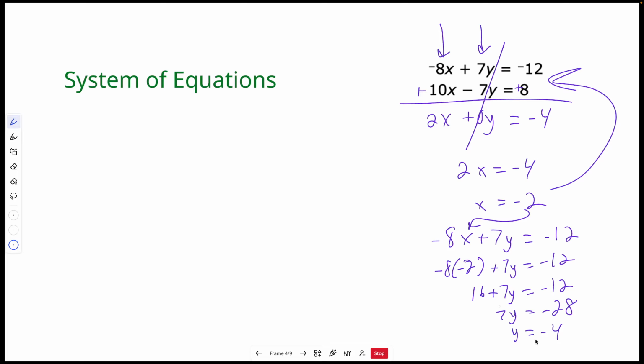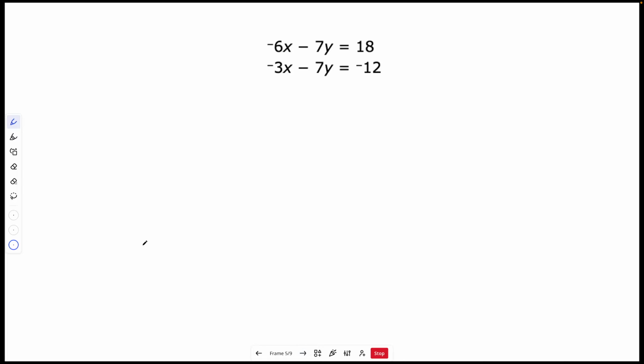So the final answer has to be two numbers. The x first: negative 2, comma, negative 4. All right, and here's our solution. Now what happens if you were to add straight down here? You would get negative 9x minus 14y equals positive 6. And this does not work, because we haven't eliminated one of the variables.